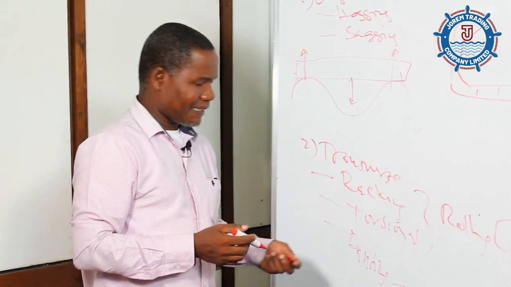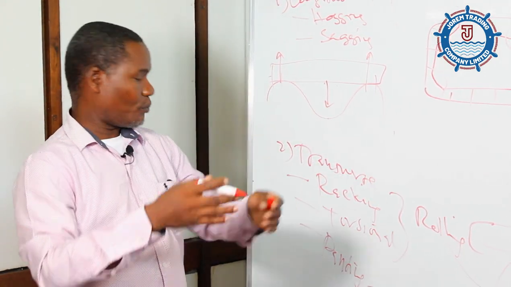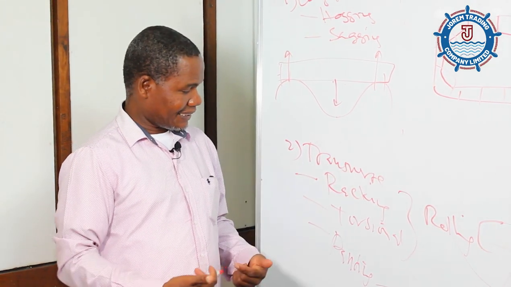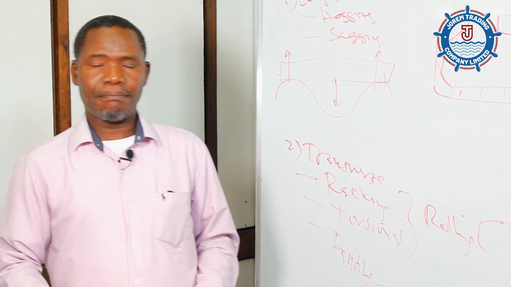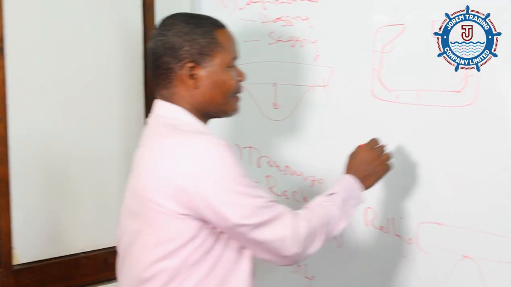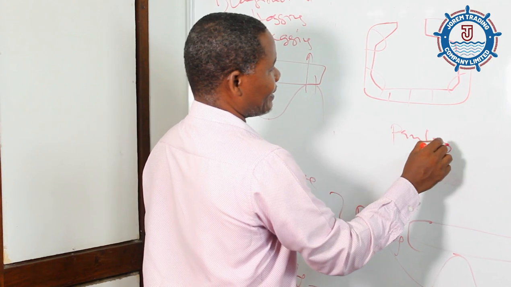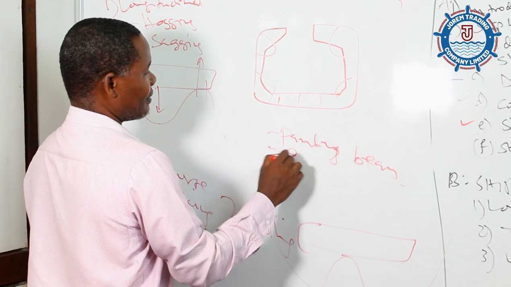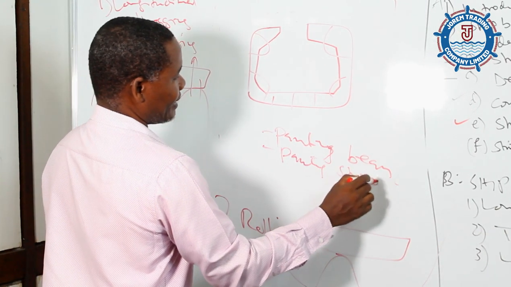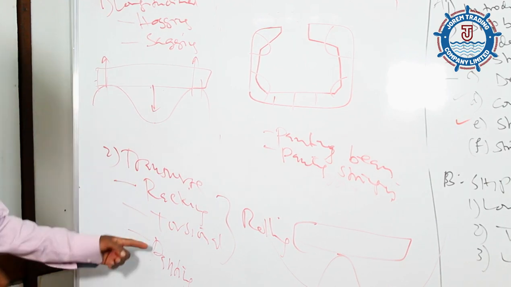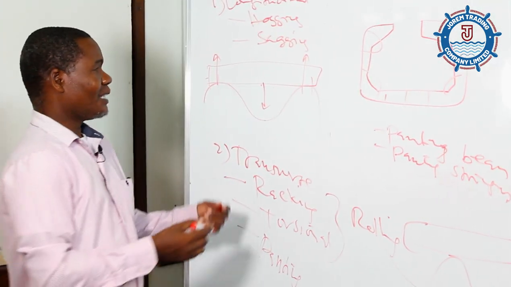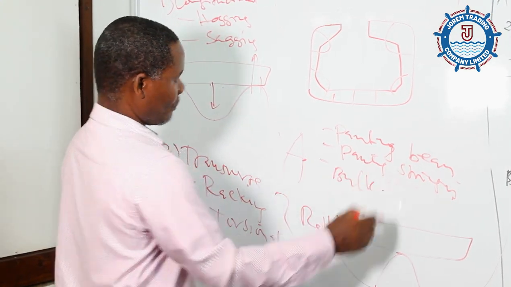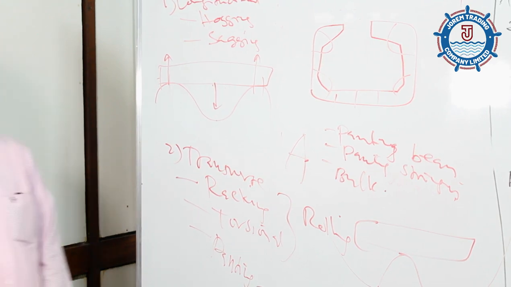When we come to panting, as we said, if the bow is immersed in water, it experiences some forces pushing it on the sides. And these forces can be countered by panting beams. You have the panting beams to arrest the stresses. And you have the panting stringers as well. Panting stringers also assist to absorb. And the bulkheads, because it is like this and there is a bulkhead there. The bulkheads also assist to absorb the panting stresses.